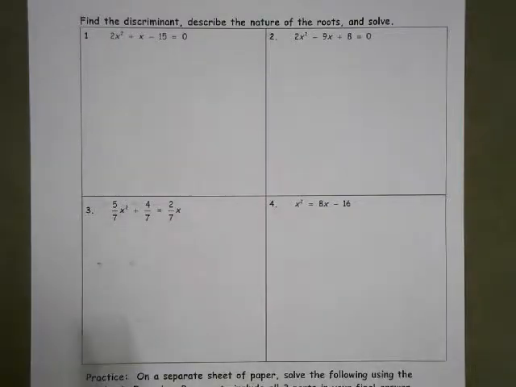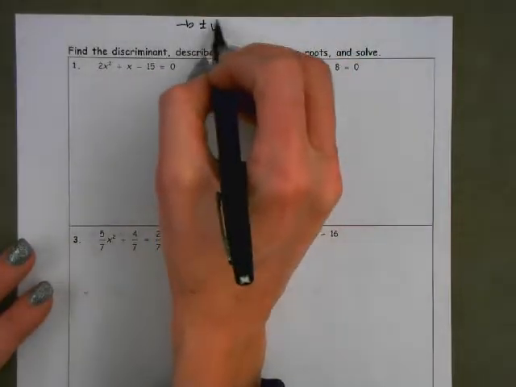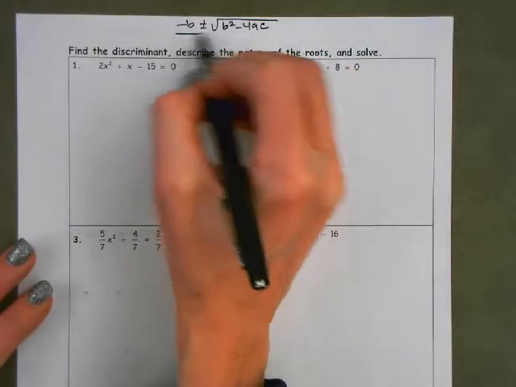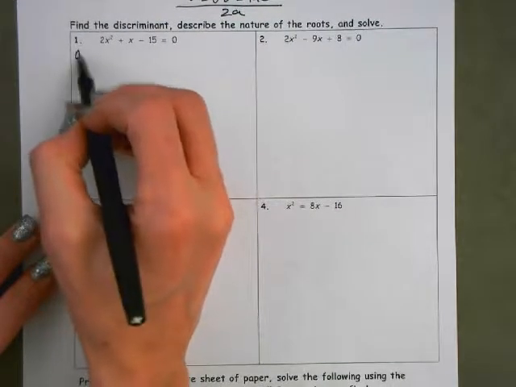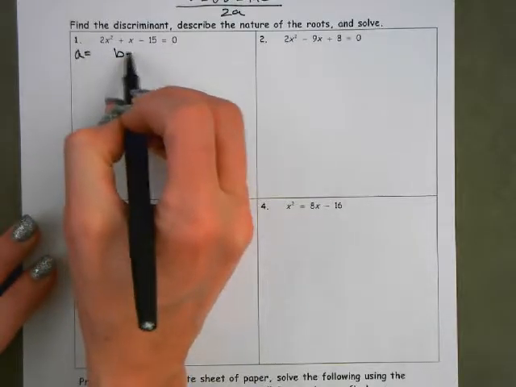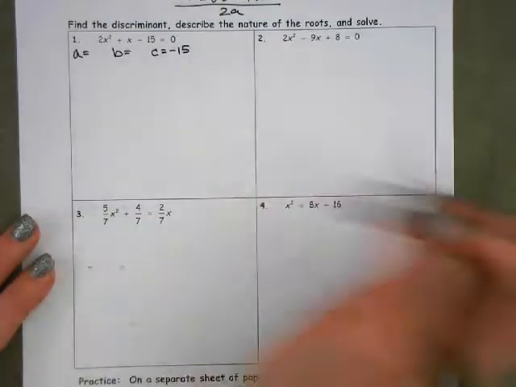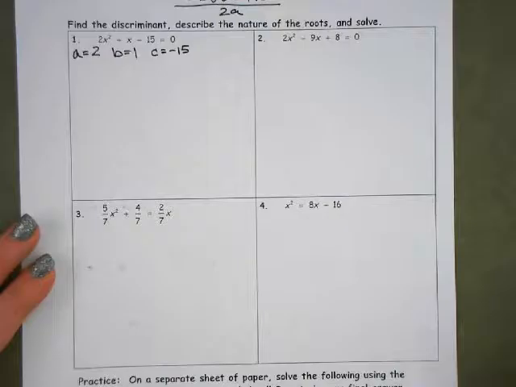Okay, so I'll write it up here just so we can remember it. Negative b plus or minus the square root of b squared minus 4ac all over 2a. So I personally always write out A, B, and C because then I see it right away and I don't get lost. And I can just focus on the numbers. So A is 2, B is 1, C is negative 15. So I'm now just going to plug it into the equation.